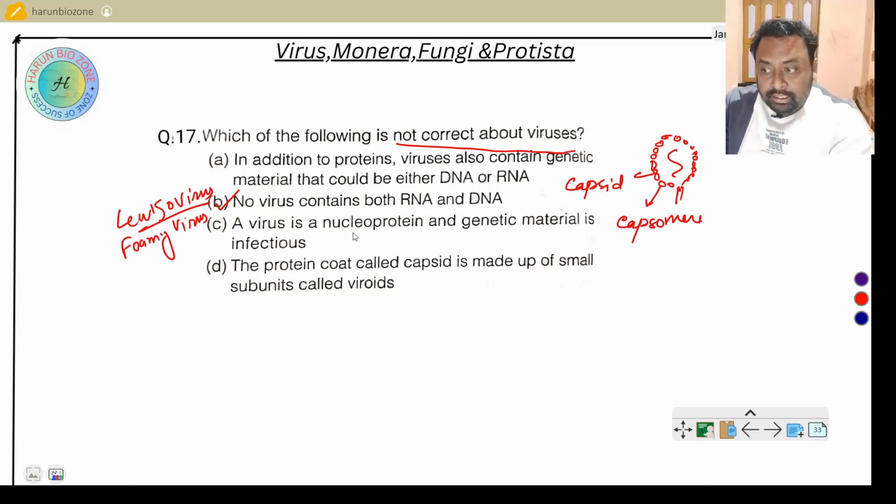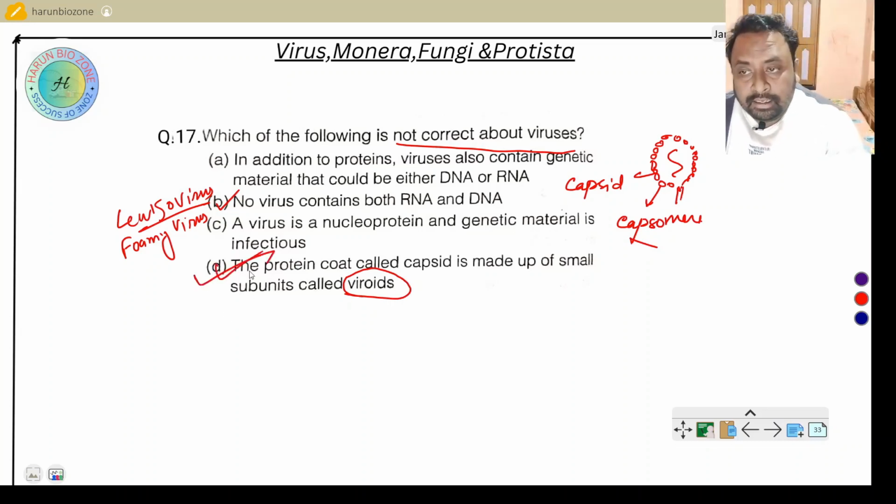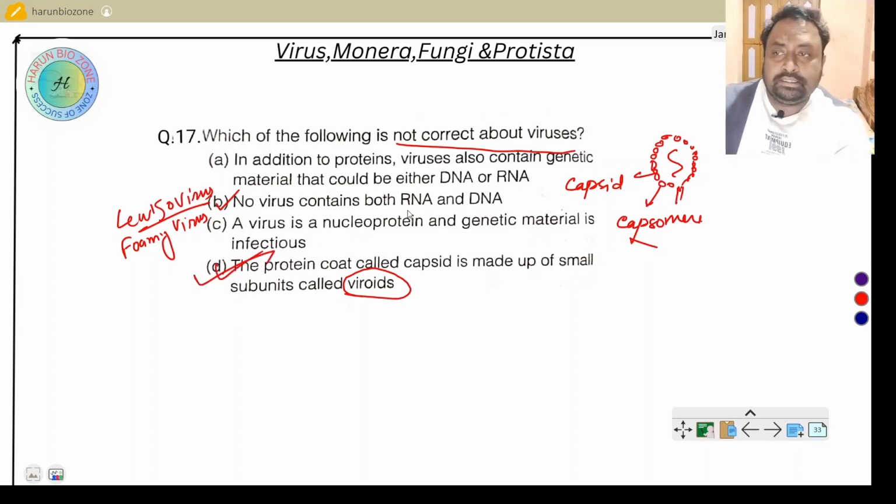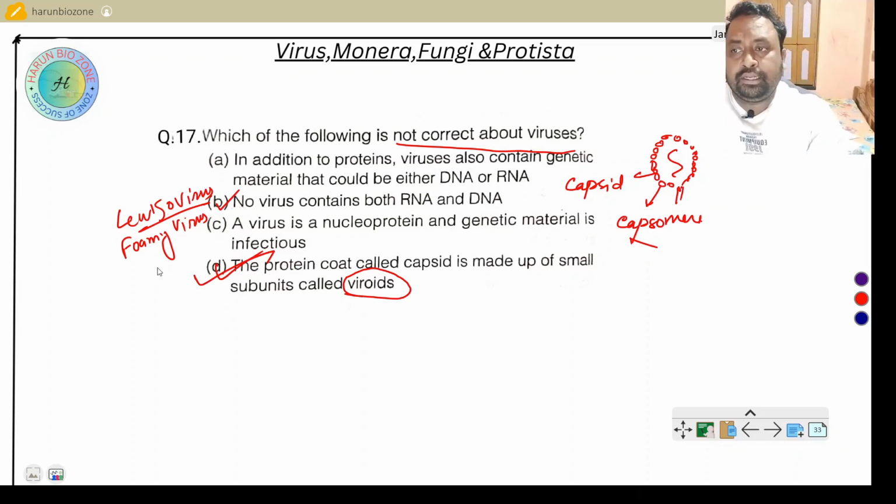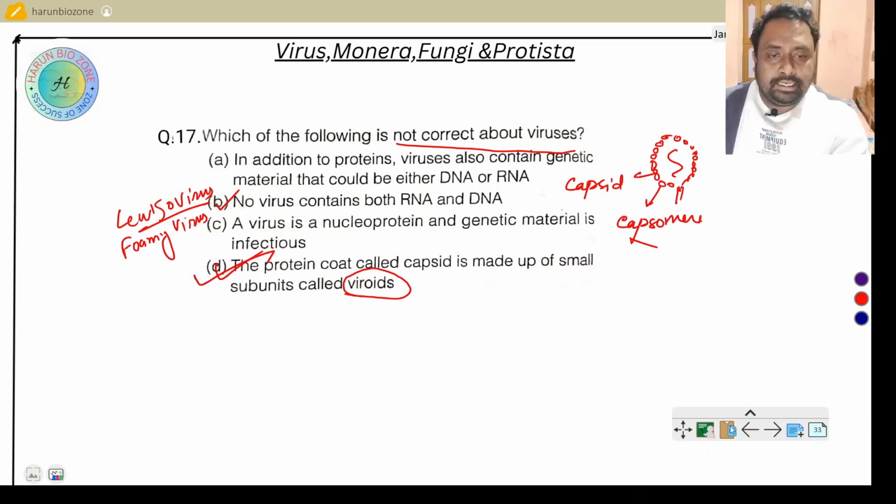The virus is a nucleoprotein and the genetic material is infectious. Not all the time is the genetic material infectious. Sometimes the capsid or outer envelope is also infectious. The protein coat called the capsid is made up of small subunits called capsomeres. So here the not correct option is D. No virus contains both RNA and DNA is not correct; some exception viruses, leukovirus and foamy virus, contain both DNA and RNA.